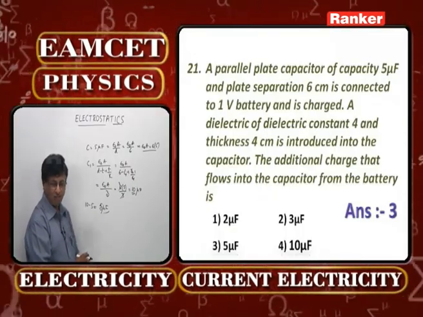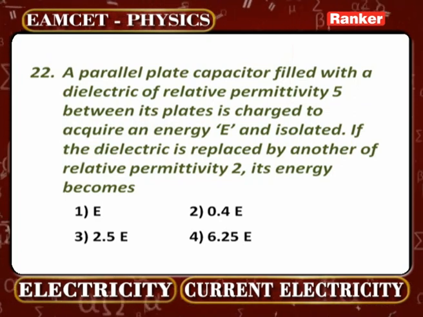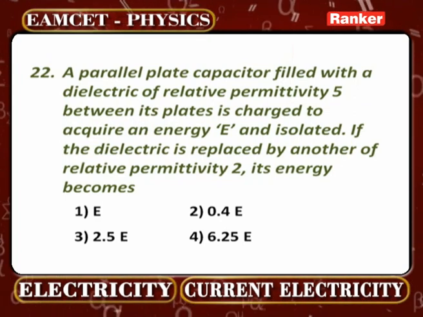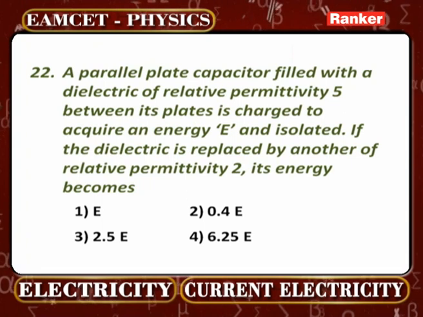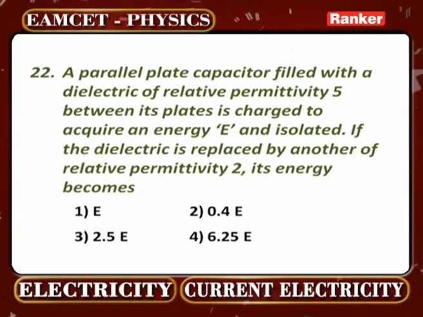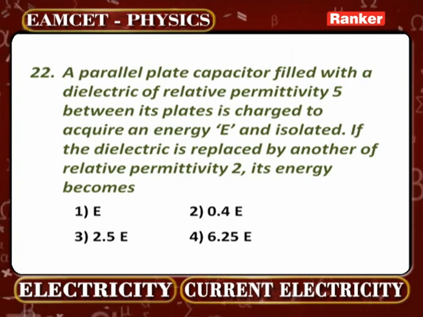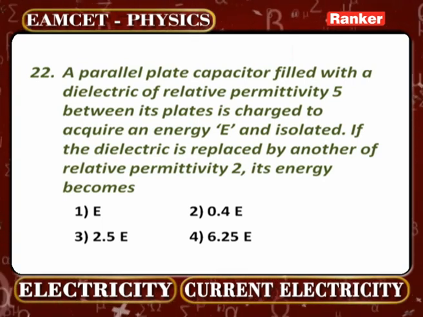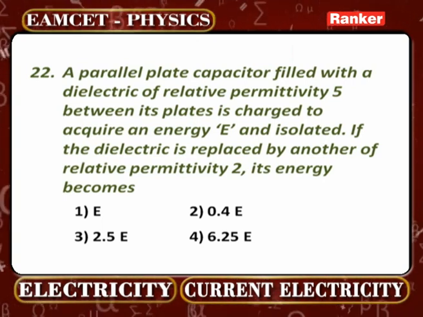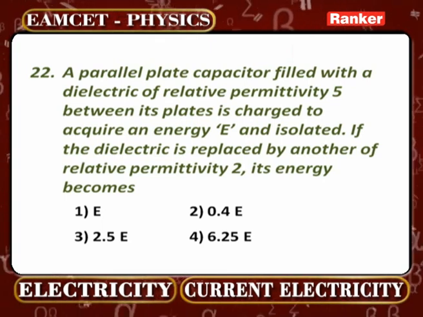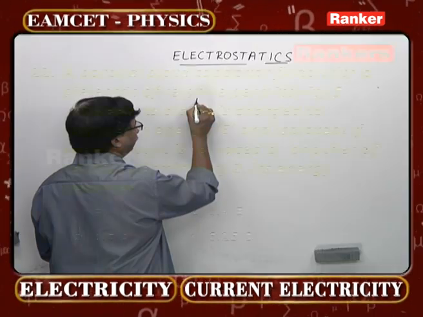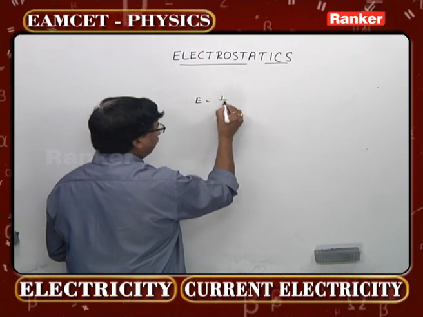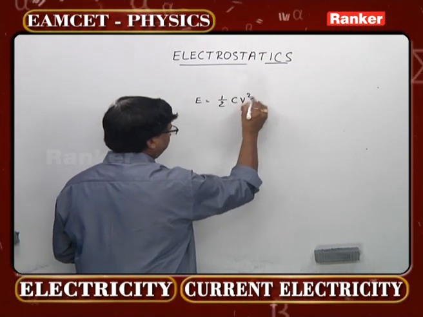Let us check the last number in this order. A parallel plate capacitor filled with a dielectric of relative permittivity 5 between its plates is charged to acquire an energy E and isolated. If the dielectric is replaced by another of relative permittivity 2, its energy becomes how much? That is the concept. Look at it carefully, what is the formula for energy? Energy is equal to half CV square.